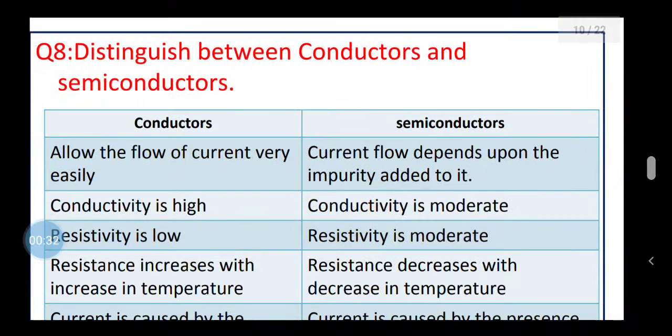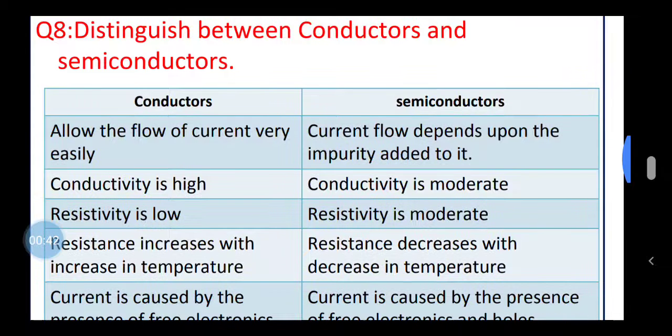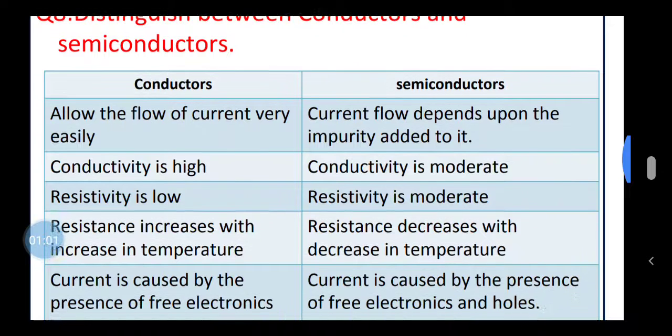So yesterday we discussed some of the questions, and now we'll discuss the eighth question: distinguish between conductors and semiconductors. Friends, as I have told you, electrical engineering materials are of three types: conductors, semiconductors and insulators. In the last video we saw the conductors and insulators. Now let us see the difference between conducting materials and semiconducting materials.